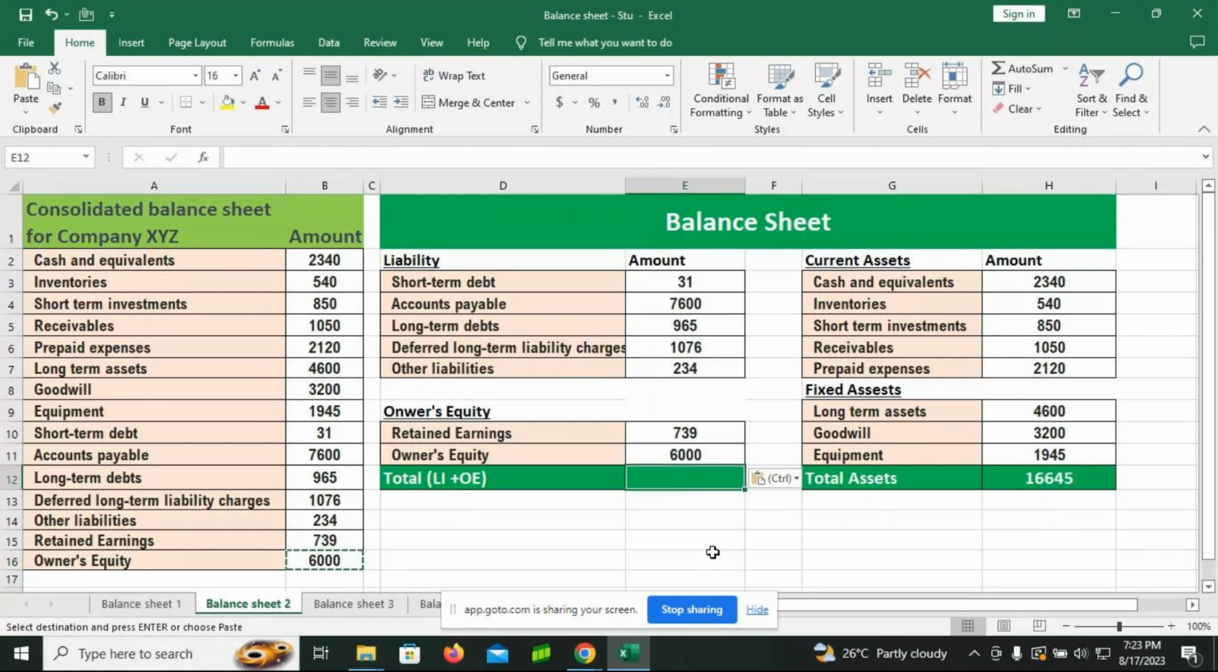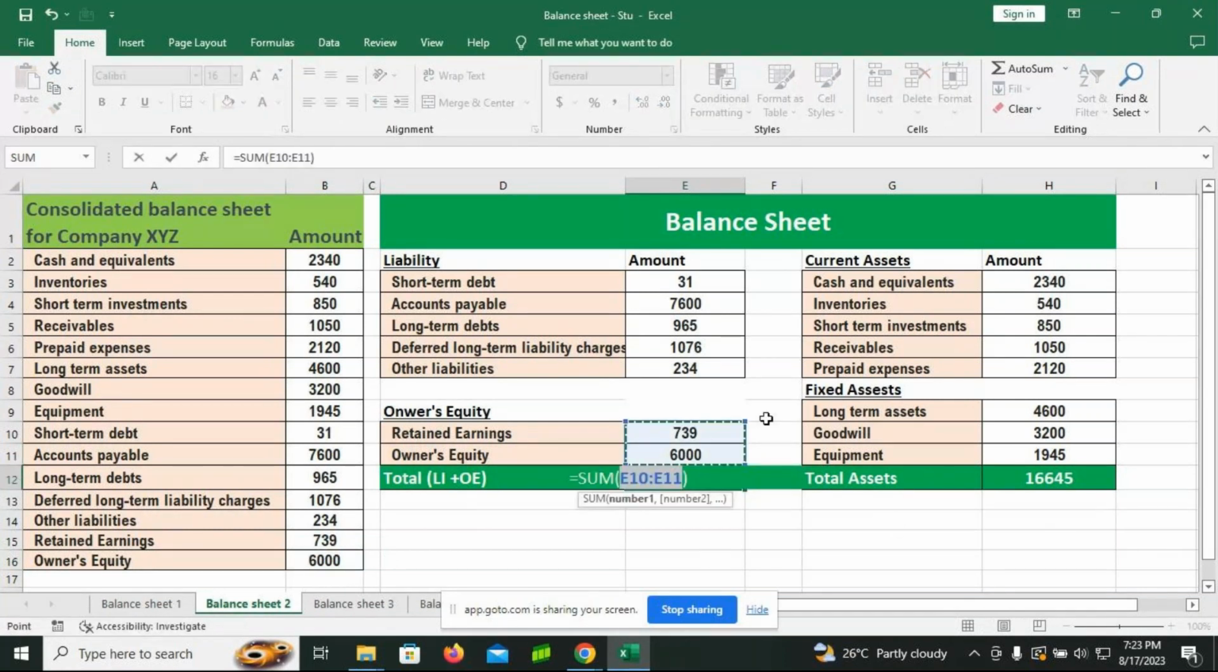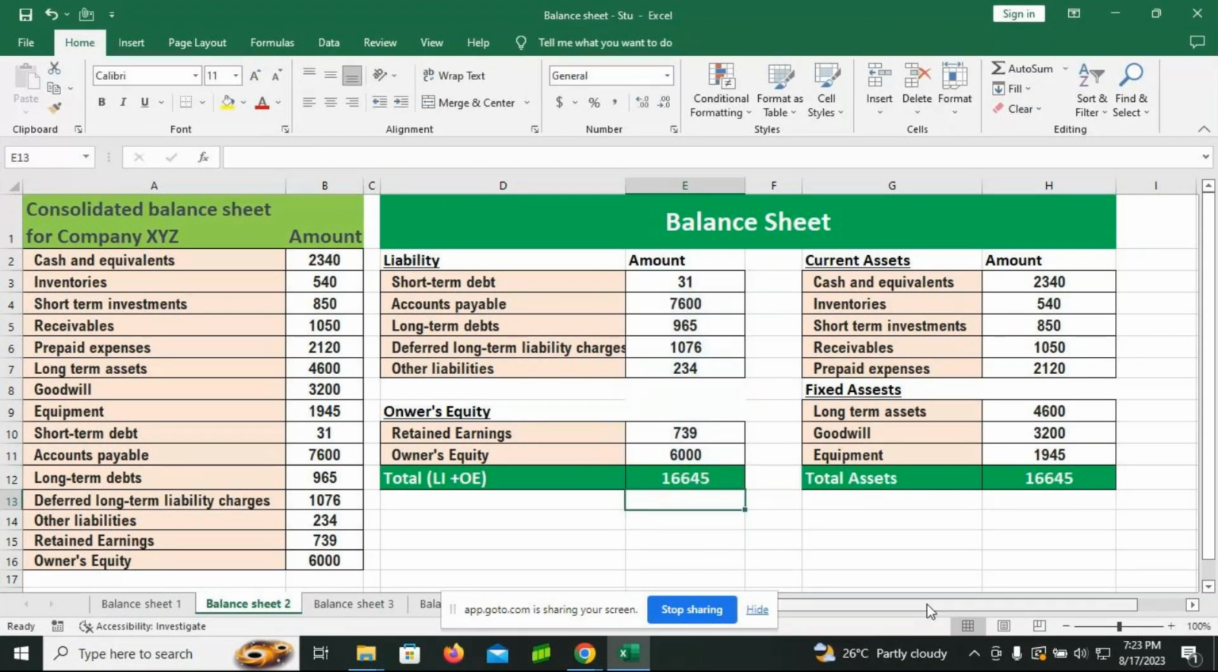Now I'll press alt equals. So both the values should match. So do it, guys. As you people know, I think 2 to 3 minutes will be sufficient for you to do this.